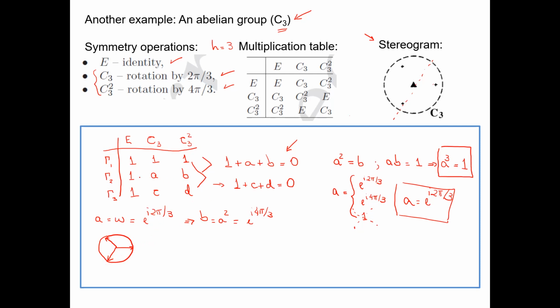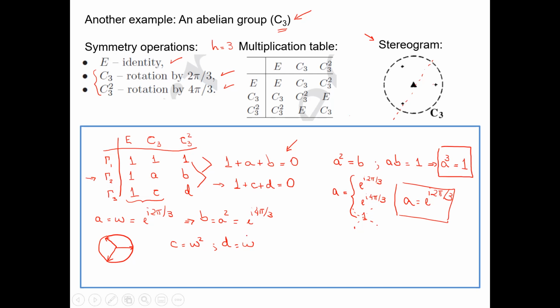The sum of these 3 complex numbers is 0. Okay, so this allows me to find a and b, and using the same argument now, considering the orthogonality between these two columns, you can easily check that c then is going to be omega squared and d is going to be omega. That's the only possible solution. You can check that out if you want.